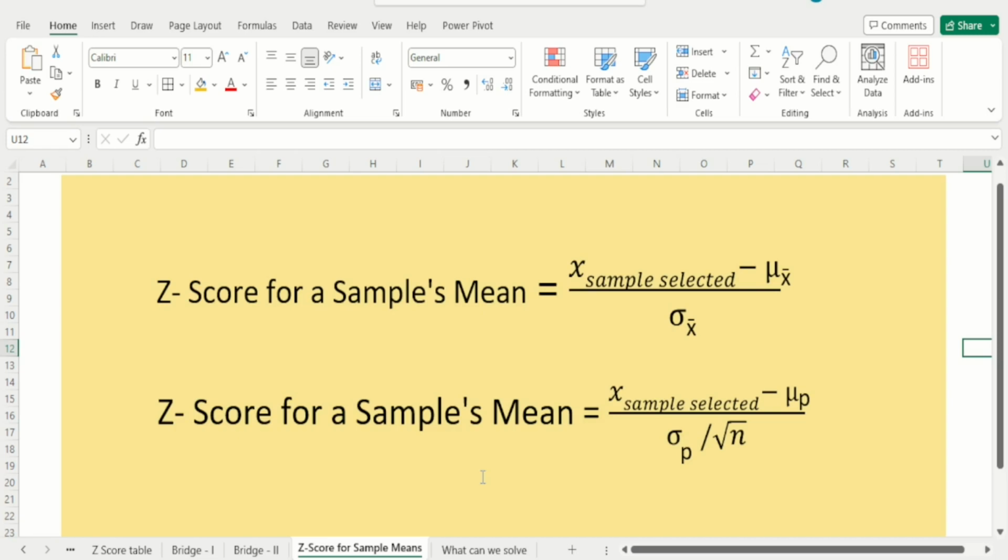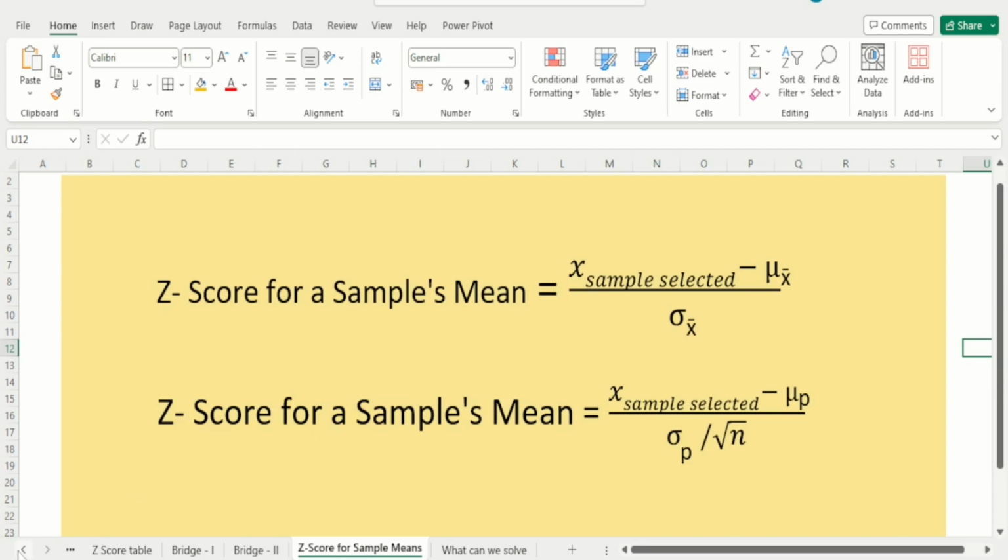Well, the data point is nothing but the mean of a sample, right? Remember, we are dealing with means of samples. So the data point that you have here, the x that you see here, is nothing but the mean of the sample selected. And then what do you have on the right? On the right, you have the mean of the distribution of the mean of samples. And that's why this is referred to as mu and x bar, because this is the mean of the mean of samples.